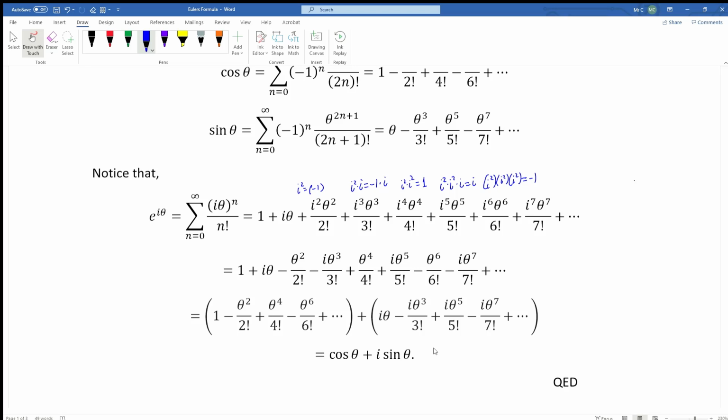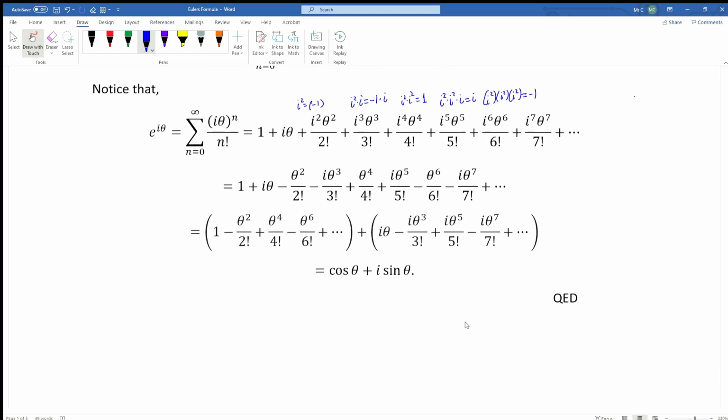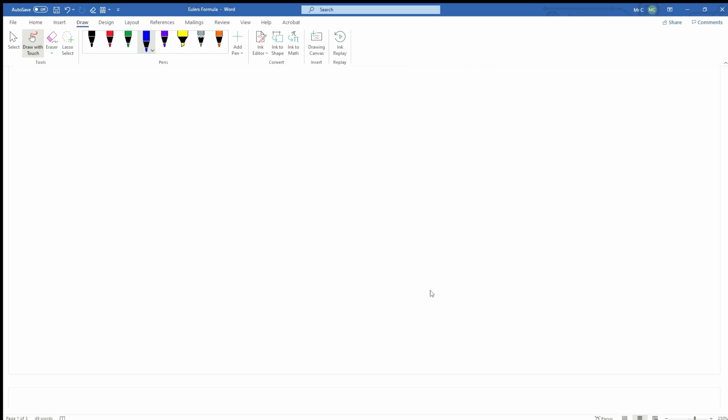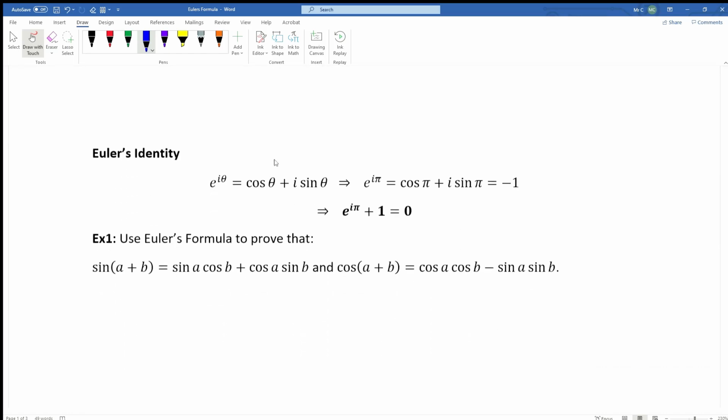Okay, well that's cool, that's interesting, that's weird. Who cares? Well, let's see some cool results. First, there's Euler's identity. If we take e^(iθ) equals cos θ + i sin θ, if we plug in θ equals π, we get e^(iπ) equals cos π + i sin π. But cosine of π is -1 and sine of π is 0. So this gives me e^(iπ) equals -1.